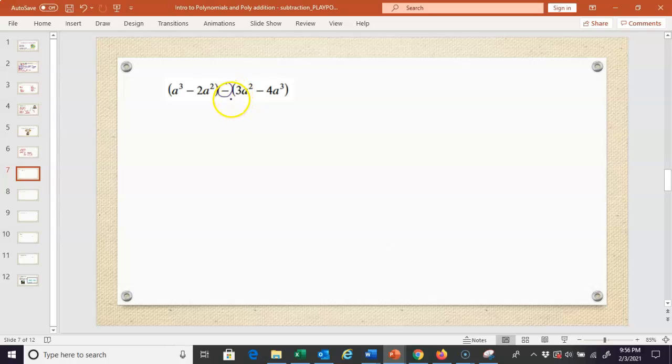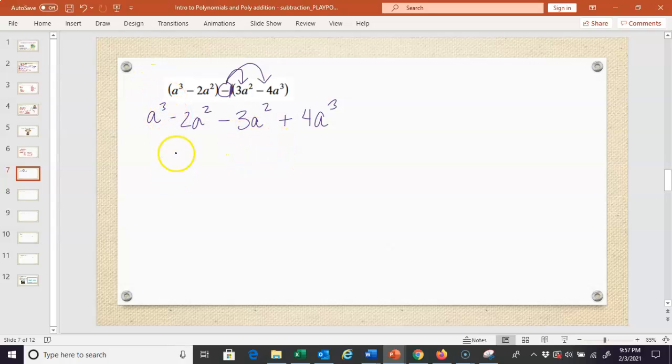Remember this, if there's no number here, you could always write a 1. So we really need to do -1 times everything on the inside of this set of parentheses. That negative is going to affect both of these terms. So we're just going to have the first set, and then -1 times 3a squared is -3a squared. -1 times a negative is a positive. So you can see how that changes that sign in front of both of those terms.